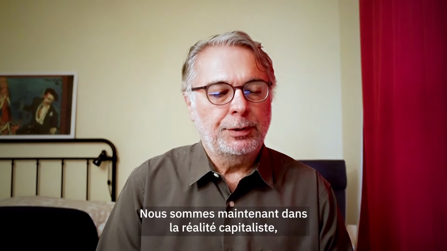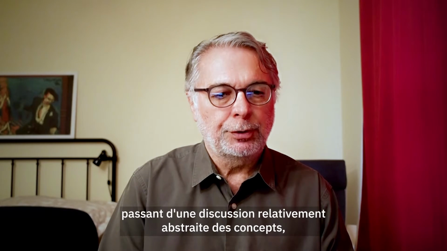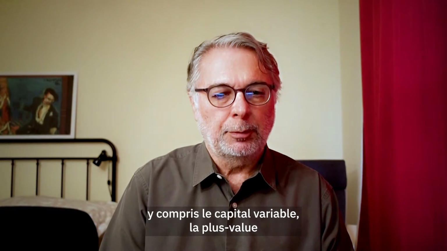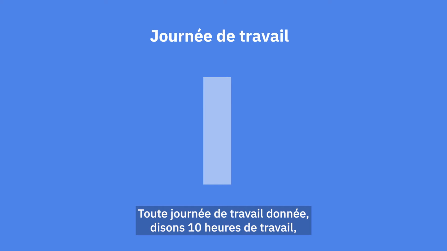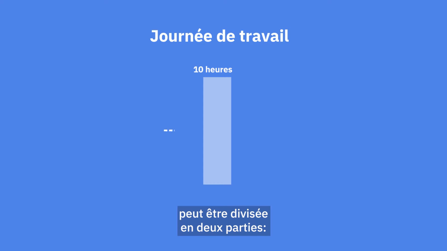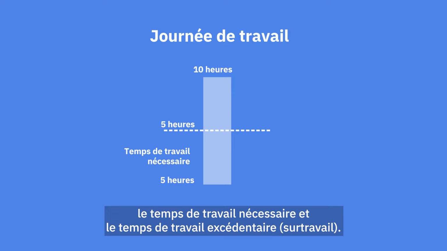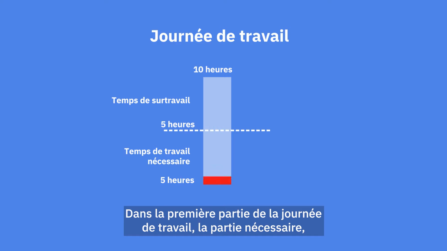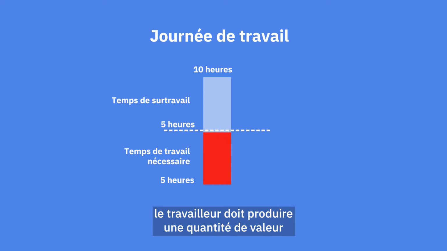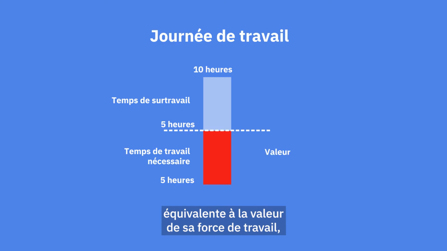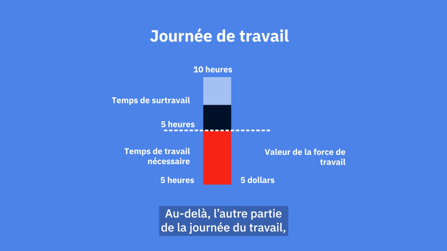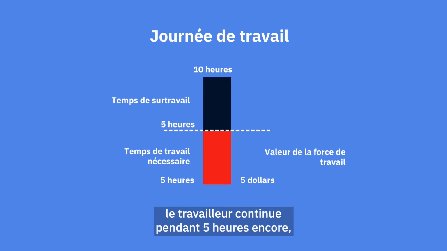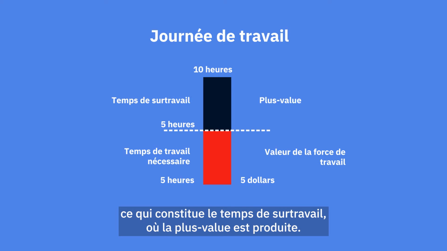We are now in the capitalist reality, moving from a relatively abstract discussion of the concepts, including variable capital, surplus value, and rate of surplus value. In capitalism in general, any given working day, say a 10-hour working day, can be divided into two parts: the necessary labor time and surplus labor time. In the first part of the working day, the necessary part, the worker must produce the amount of value equivalent to the value of his labor power, for which the capitalist pays a certain amount of wage, say $5. Beyond that part of the working day, the worker continues to work for another 5 hours, which constitutes the surplus labor time when surplus value is produced.